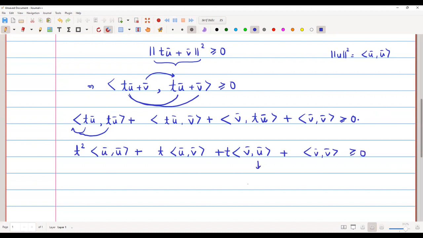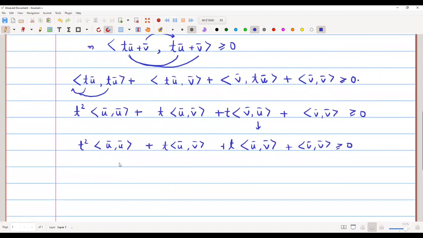But we know that the inner product of v bar with u bar is the same as the inner product of u bar with v bar, so everything remains the same. And this is t square times the inner product of u bar with u bar. I see that the middle term is coming two times, so I will write the next step. t square times the inner product of u bar with u bar, plus t times two times the inner product of u bar with v bar, plus the inner product of v bar with v bar, is greater than or equal to zero.